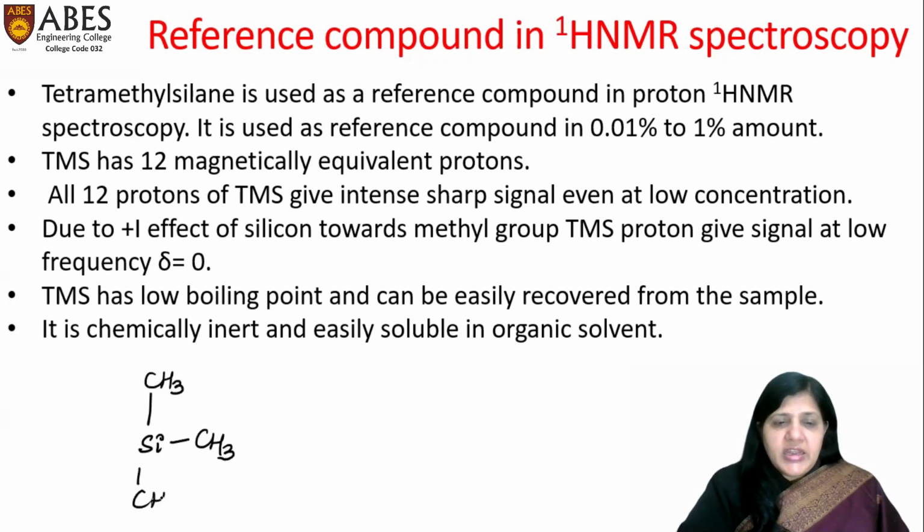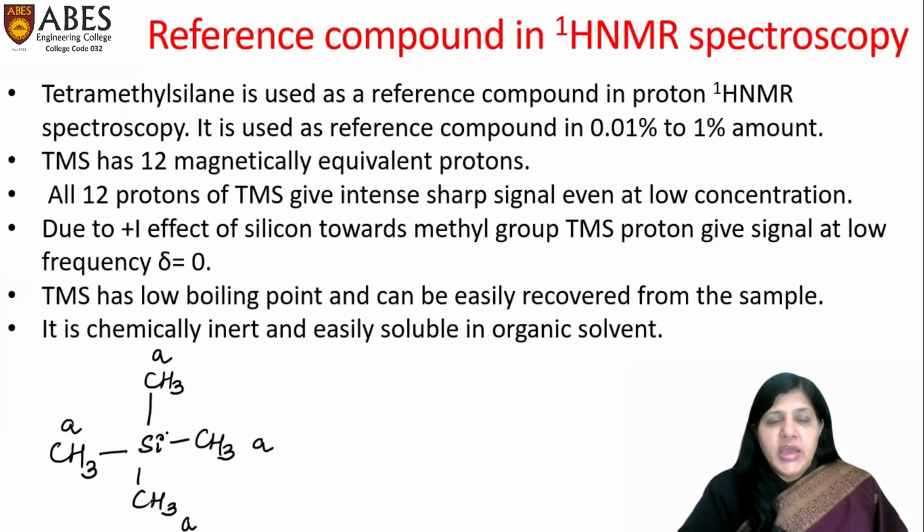This is tetramethylsilane having 12 protons, and all 12 protons are identical, marked as A set of protons. These 12 protons are highly shielded and they give the signal at delta scale of 0 due to the plus I effect of the silicon towards the methyl group.